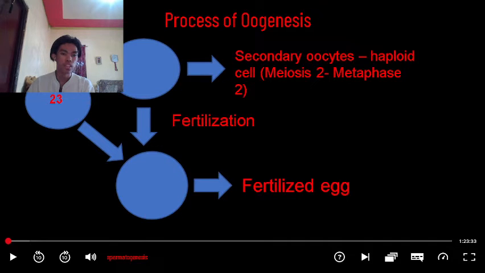Okay? So, what will be the result if the sperm cell combines together here? Of course, it will produce a fertilized egg. Okay? So, it will produce a fertilized egg. A fertilized egg is a diploid cell. It has 46 chromosomes. So, that is the process of oogenesis.